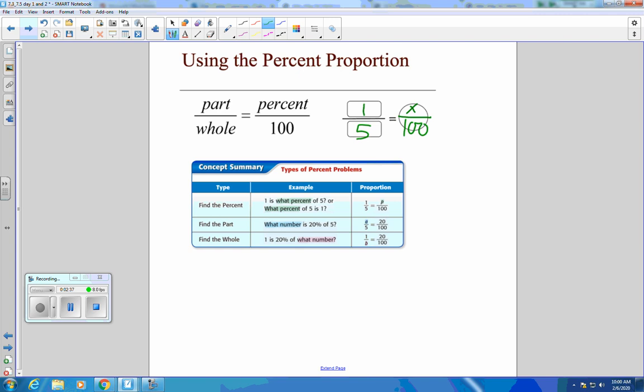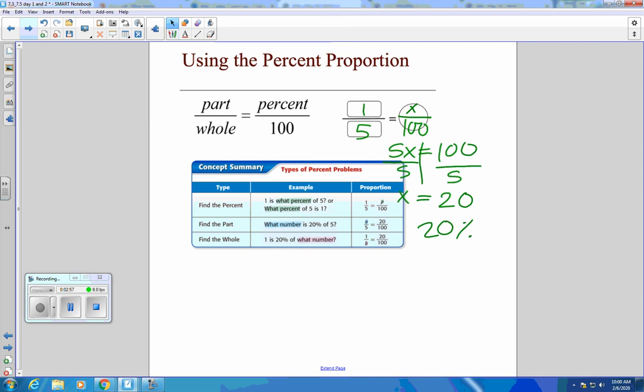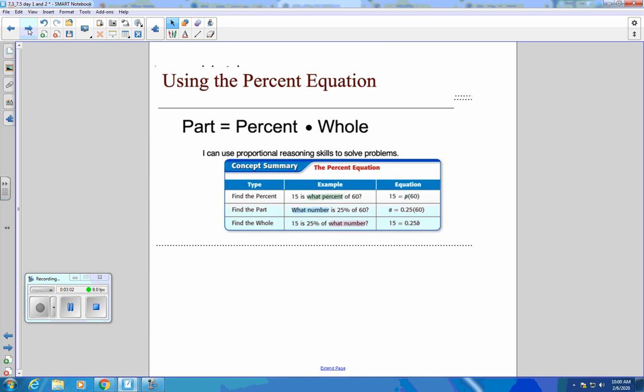And then from there you cross multiply. So you take 5 times x, which is 5x, equals 100 times 1, which is 100. Divide both by 5, and you get x equals 20. Since it's written as x over 100, we know that this is automatically 20%. Okay, the other equation that we're going to use is part equals percent times whole. So you're going to get the same answer if you use this or the proportion equation. This is just another way to write it.